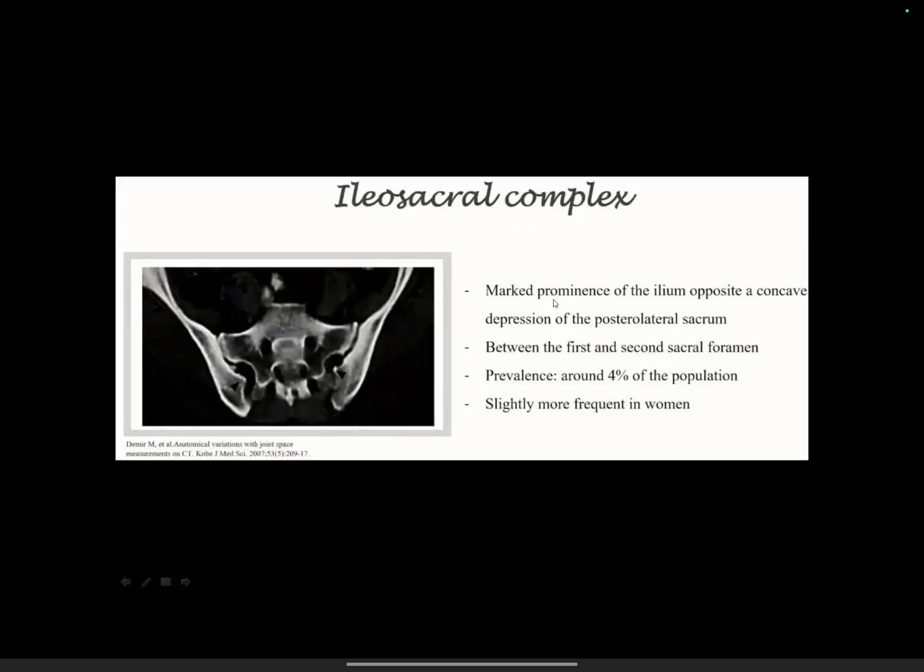Now, iliosacral complex. What happens here is there is very marked prominence of the ilium opposite to the concave depression that is formed along the posterolateral aspect of the sacrum. This is also superior, meaning along the first and second sacral foraminal level, and the prevalence is approximately 2 to 4% in the population and more frequent in women.